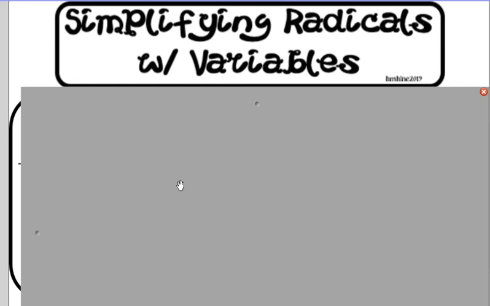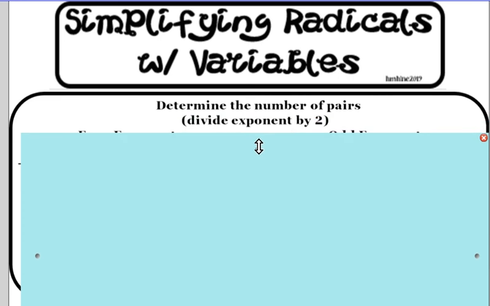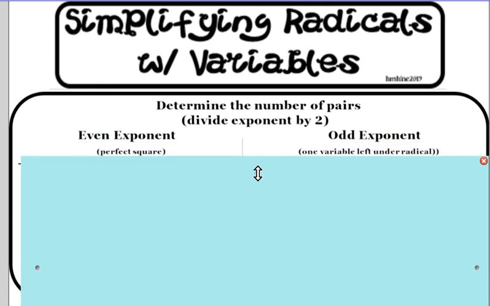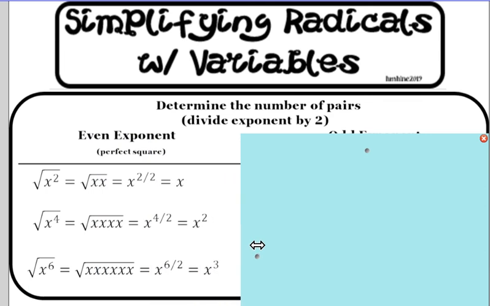Today we'll be simplifying radicals with variables. When we simplify radicals with variables, we just need to determine the number of pairs when we're working with square roots. So all we need to do is divide the exponent by 2 and we'll know how many pairs are underneath the radical. When we're dealing with an even exponent, there's an even number of pairs, so everything goes away from underneath the radical. So x squared is x times x, so 2 divided by 2, how many pairs?